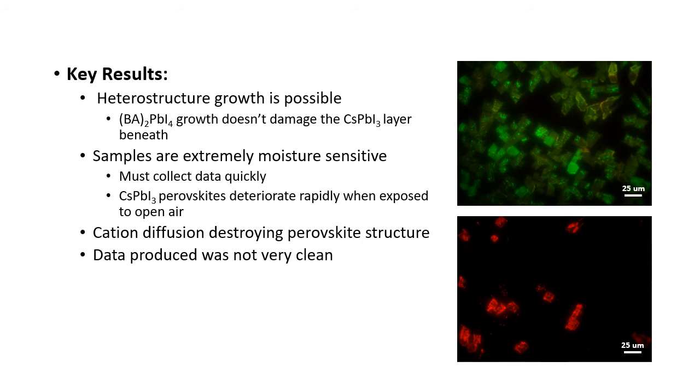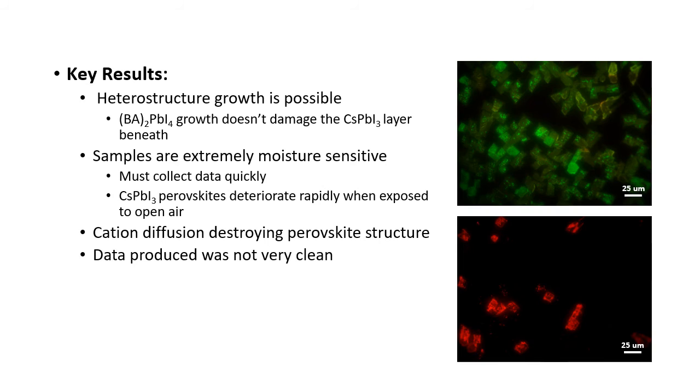And then what we found out is that heterostructure growth is indeed possible. The butyl ammonium lead iodide growth doesn't damage the cesium lead iodide beneath it, which is good. We also found out that our samples are extremely moisture sensitive. We learned that we had to collect data very quickly to prevent the cesium lead iodide perovskites from deteriorating when they were exposed to air. We also had a few problems with cation diffusion, destroying some of our perovskite structures as well. So ultimately our data produced was not very clean.